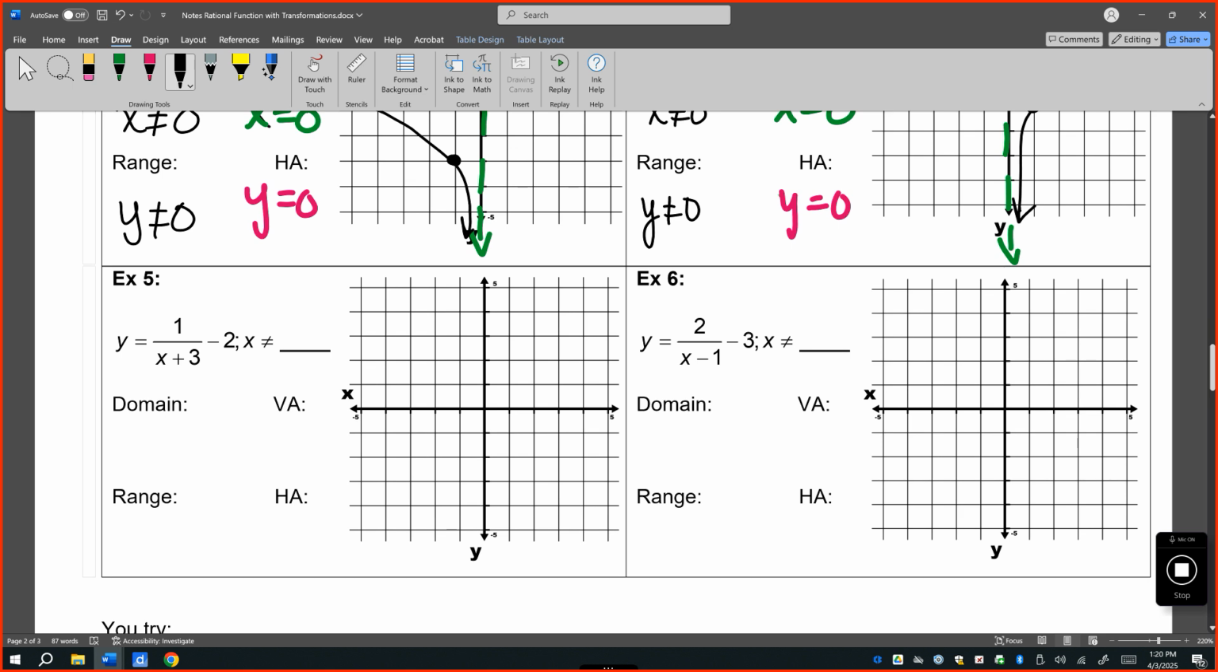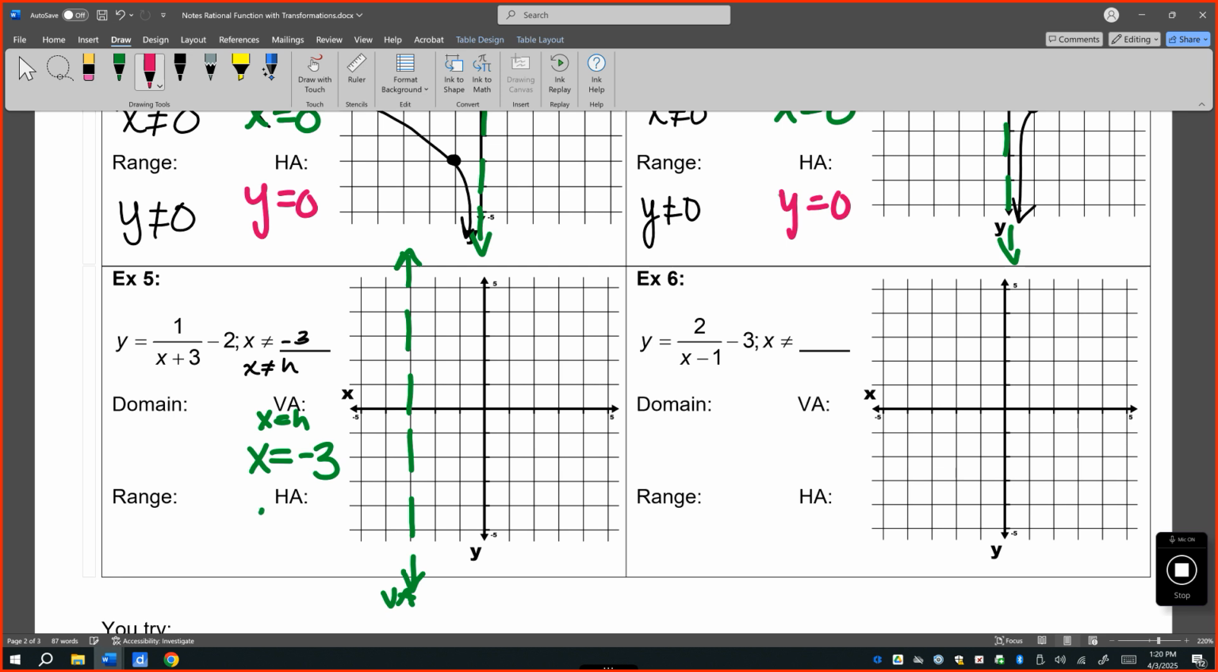Let's do our restriction first. Remember, this equation doesn't even exist if x equals a certain number. So x can't equal whatever h is. What is h? It looks like +3, but it's really -3 because it's a shift to the left, right? Okay, so VA, remember that's x equals h. What's h? -3. So x equals -3. That's my VA.